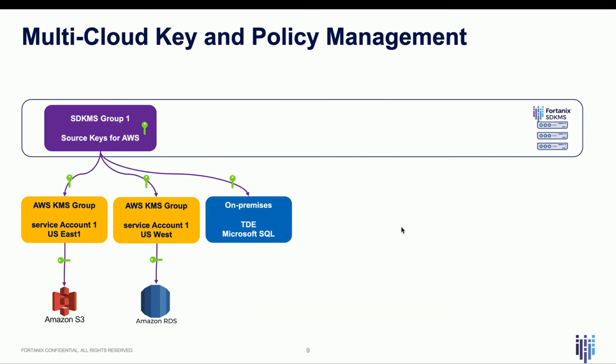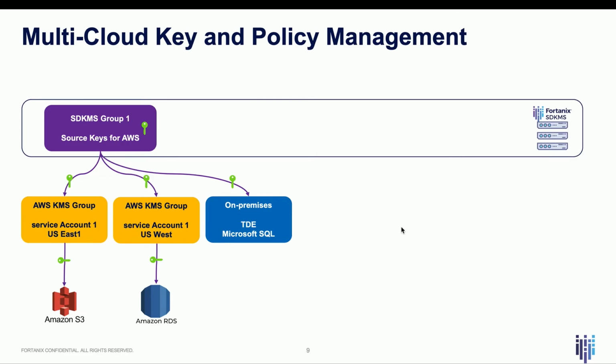So now let's tie all these things together. What we just showed is that you manage your keys centrally, which means that when you want to do bring your own key, you create a key in a central SDKMS group, call it a source keys group, and then you import that key or copy that key across multiple SDKMS groups. Now the SDKMS group could be of type AWS Key Management Service, which is depicted here as yellow boxes.